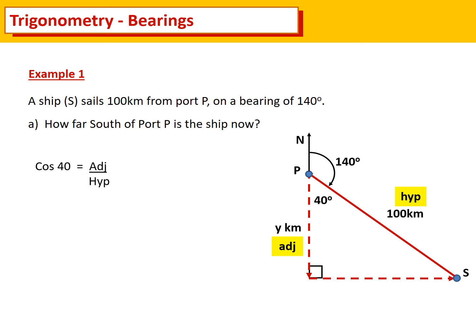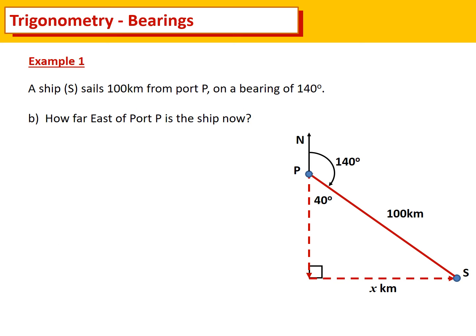We're in business. So cosine 40 is the adjacent over the hypotenuse, which would be y divided by 100. So in order to find y, I need to multiply both sides by 100, and that gives me 76.6 kilometers to 3 significant figures.